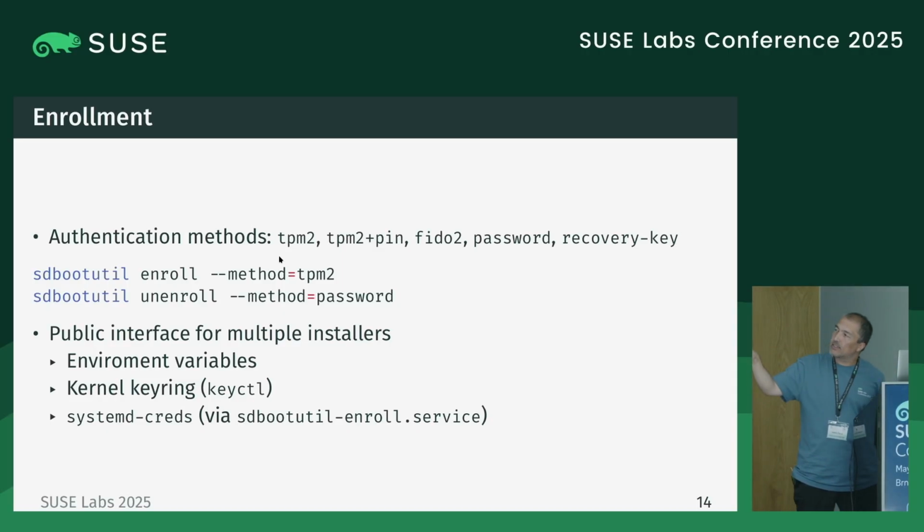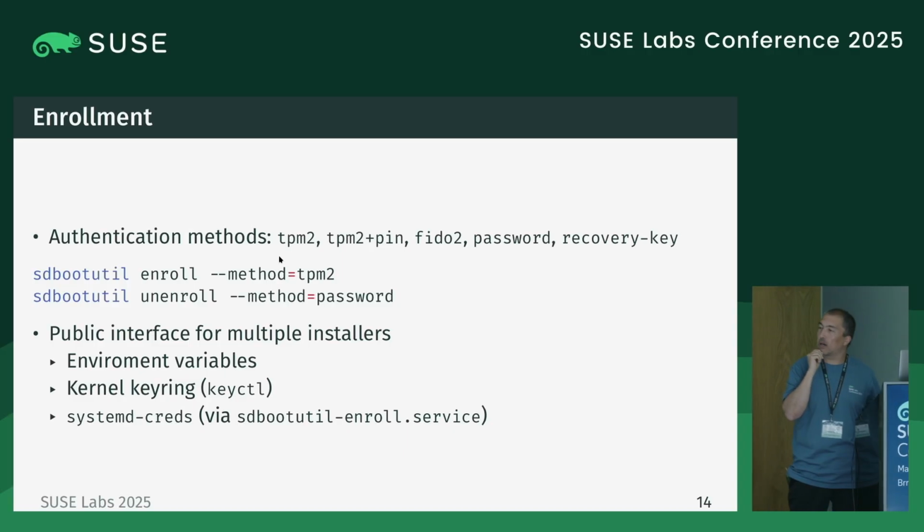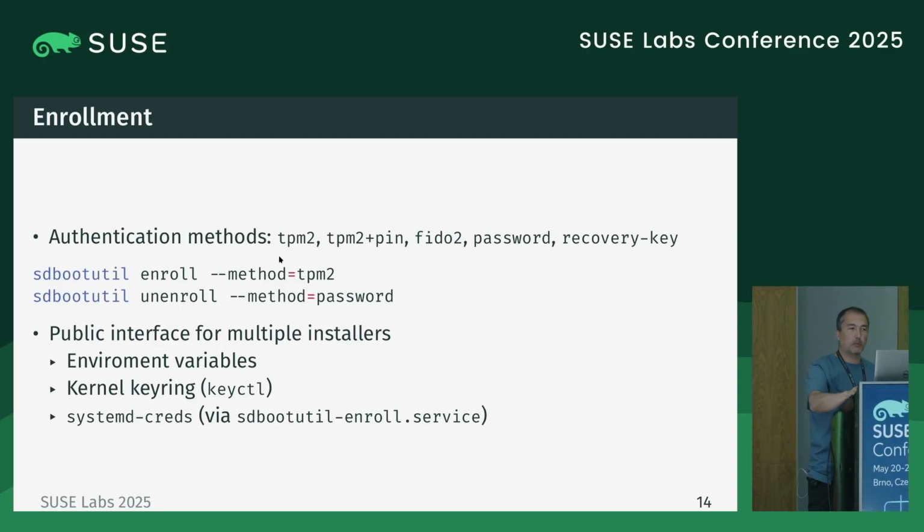But also you can use a system credential. This is extremely cool because you can delegate the enrollment to a service that is executed in the initrd very late in the boot process. And there is this service that is going to read this credential. This credential can only be read by this service, and this service is going to transform these credentials into calls to systemd-cryptenroll.